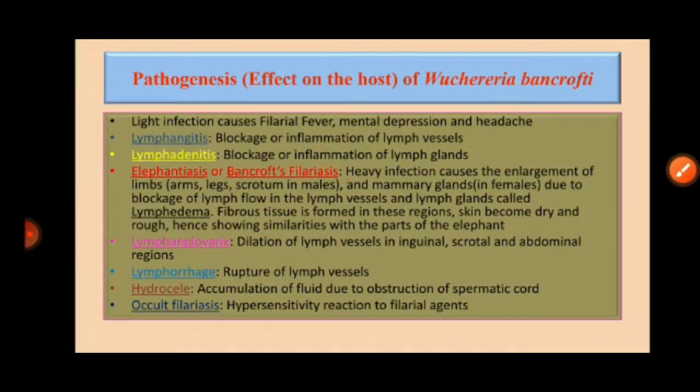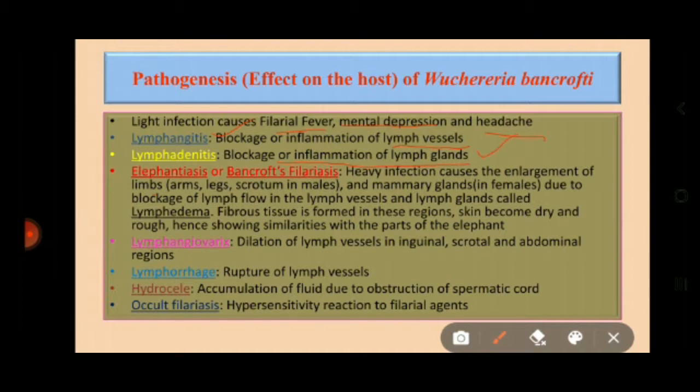So here, if we see the pathogenesis or effect on the host of Wuchereria bancrofti, the light infection causes filarial fever, and mental depression and headache may result. Whereas if the worms increase in number, they block the lymph vessels, and inflammation also takes place. This condition is called lymphangitis, that is, blockage or inflammation of lymph vessels. Then lymphadenitis is blockage or inflammation of lymph glands.